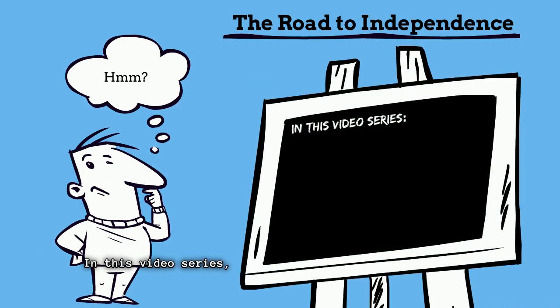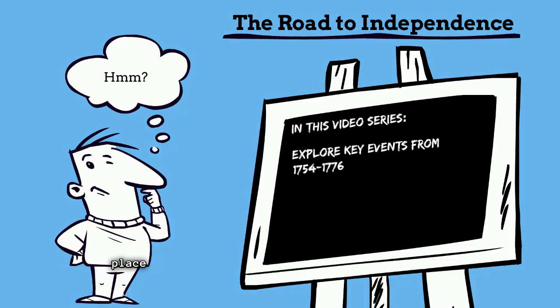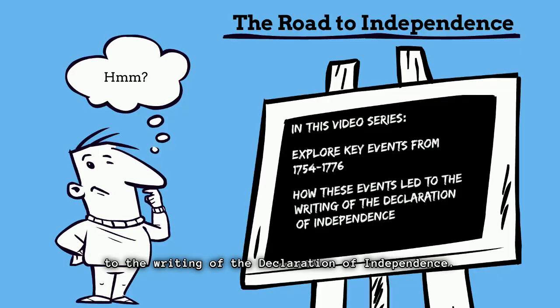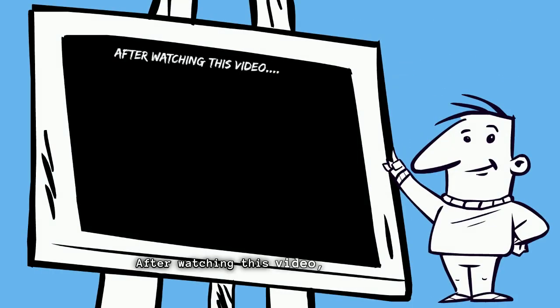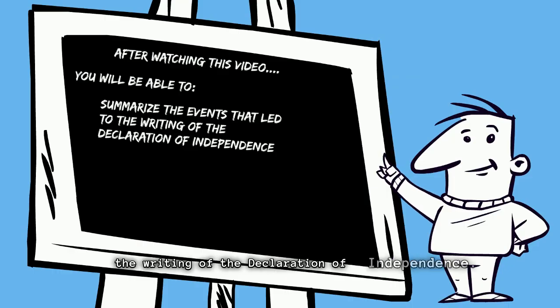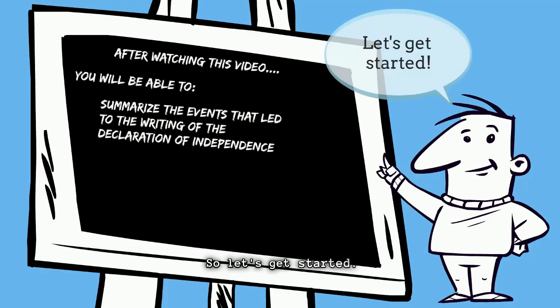In this video series, we'll explore key events that took place from 1754 to 1776, and how these events led to the writing of the Declaration of Independence. After watching this video, you'll be able to summarize the events that led to the writing of the Declaration of Independence. So let's get started.